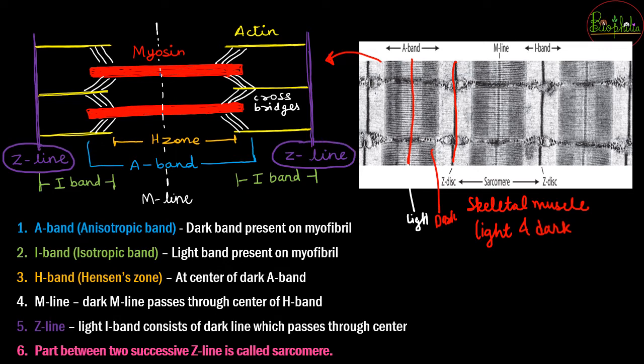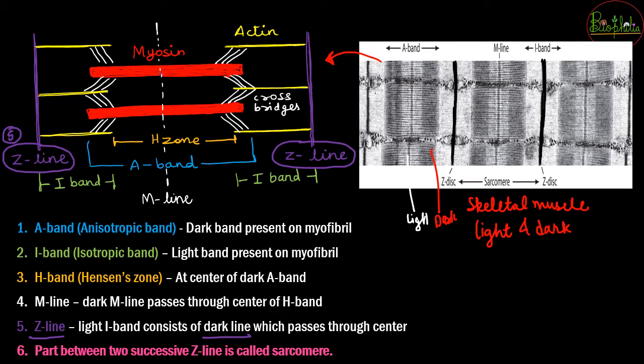Or Z lines को color code में देखो तो point number 5. What are Z lines? These are the light I bands consisting of a dark line. कैसे है? एक dark line है. So here if you can notice, what are we going to see? Here I am trying to highlight it in a better, darker way. वो क्या है? This is nothing but the Z line. ये Z line जो है, it is marking you to understand that it is a part of a single sarcomere.